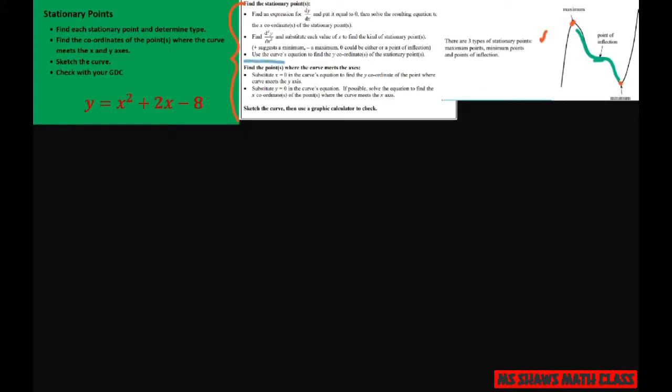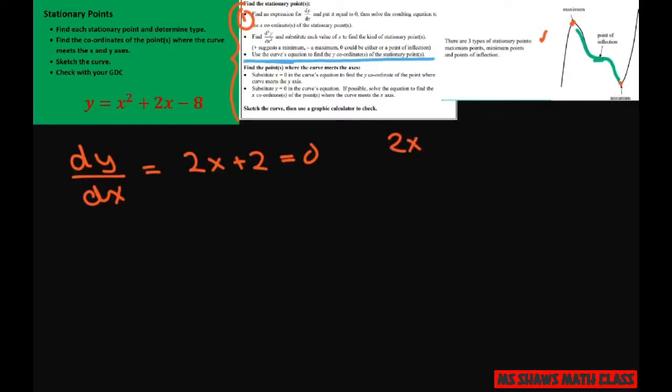And number 3 is what's going to decide if we have a max, min, or point of inflection. So the first thing we're going to do is just find our gradient by taking the derivative of y with respect to x, and that's going to equal 2x plus 2, and set that to 0. So this is step 1. So this is going to be 2x equals negative 2. So x equals negative 1.